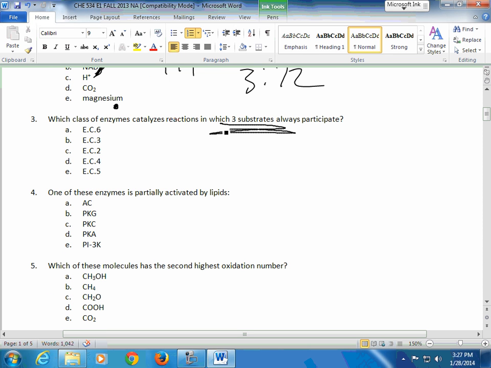Class of enzyme with 3 substrates. That's going to be ligases. Substrate, substrate plus ATP. So that's what he's talking about there.